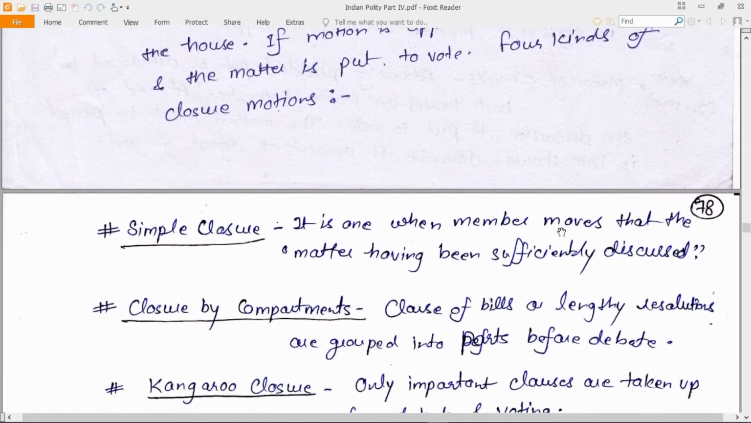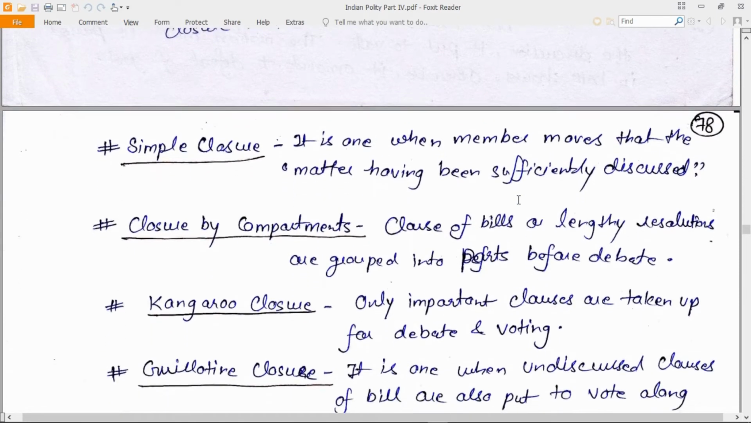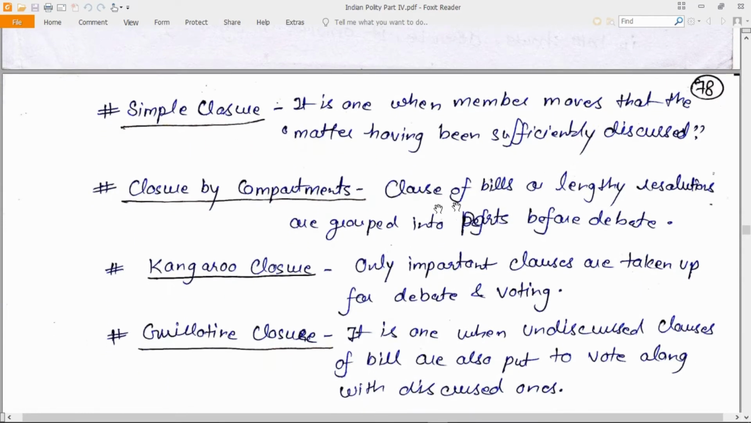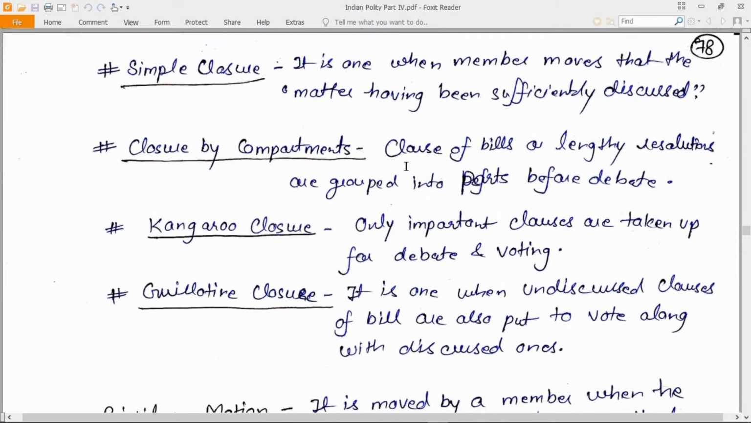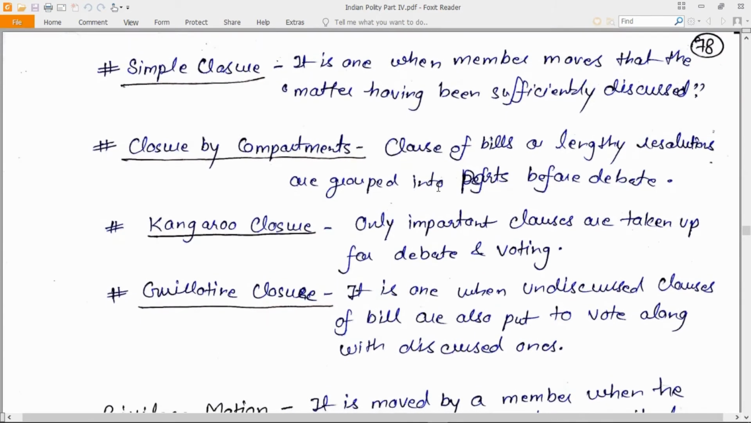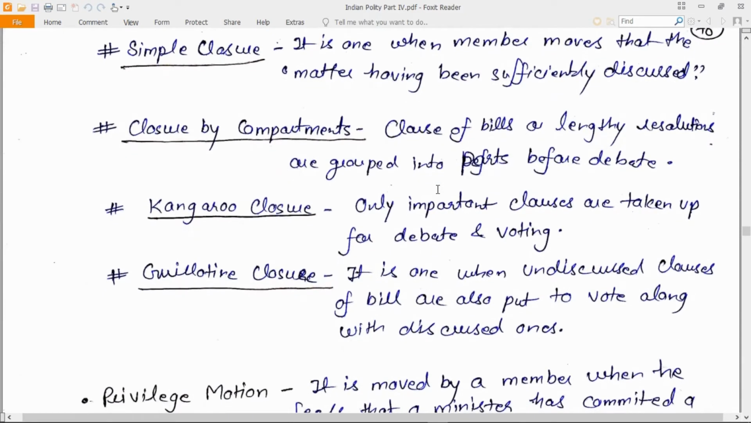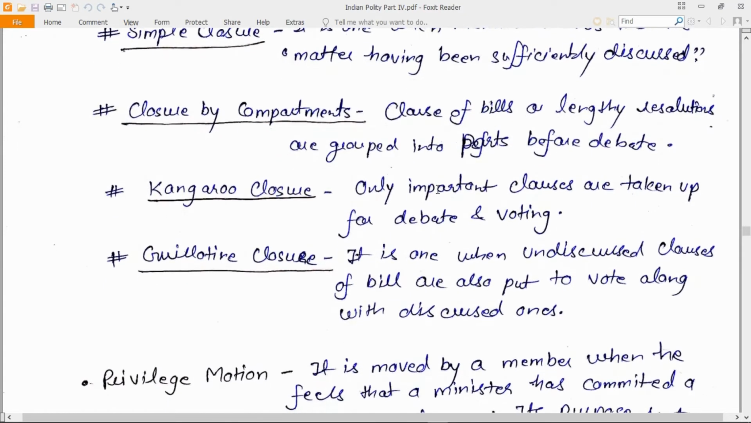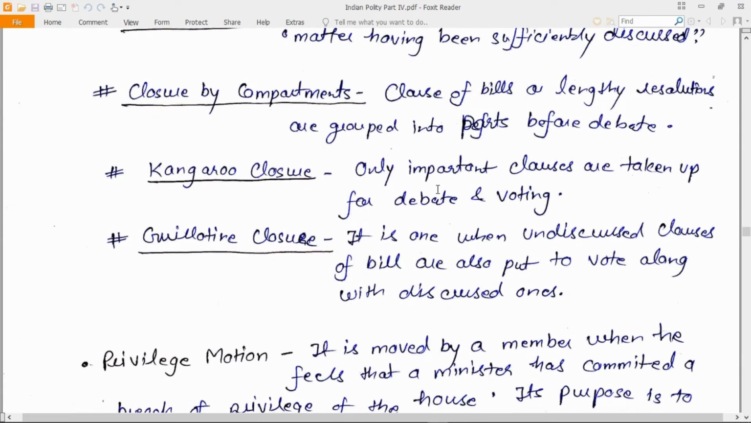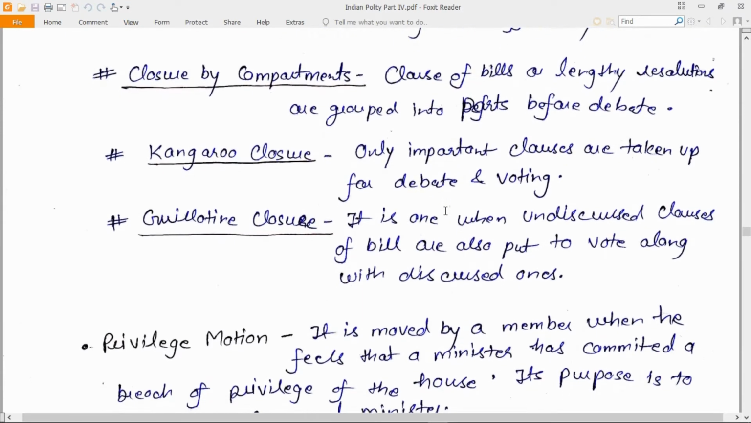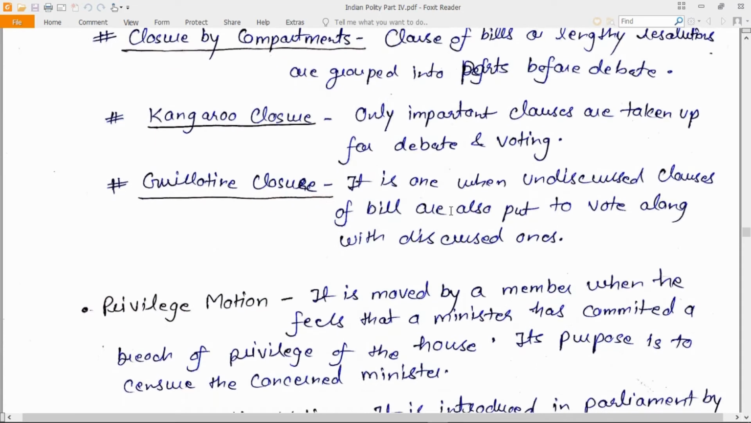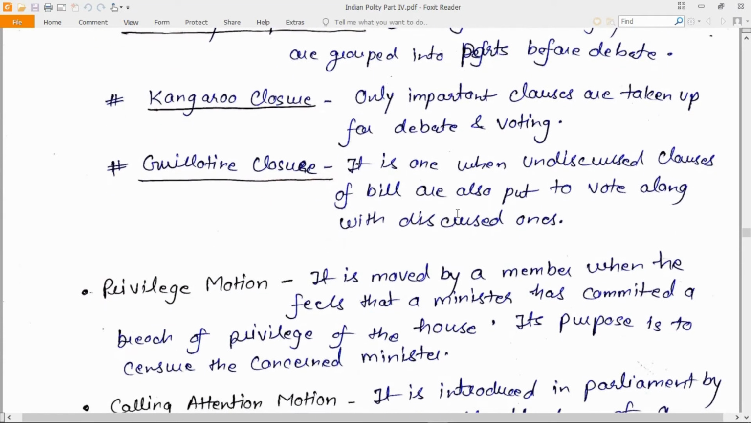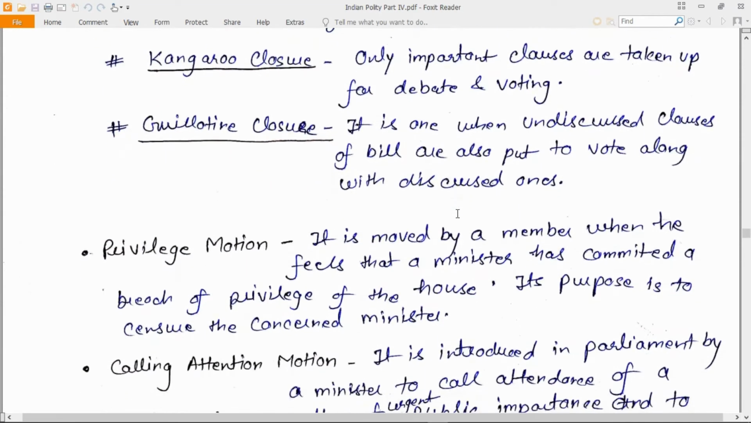First, simple closure. It is one where the member moves that the matter has been sufficiently discussed. Closure by compartments: clauses of bills or lengthy resolutions are grouped into parts before debate. Kangaroo closure: only important clauses are taken up for debate and voting. Guillotine closure: it is one where undiscussed clauses of a bill are also put to vote along with discussed ones.